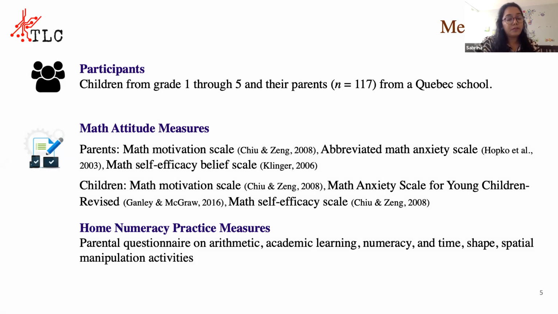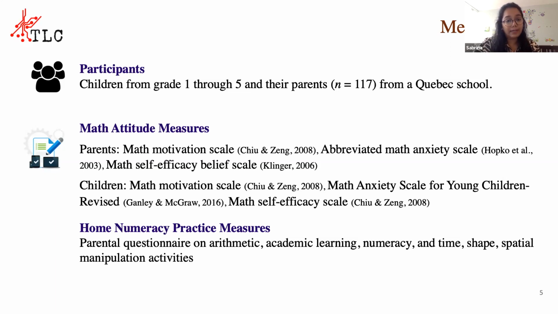We used two types of measurement tools for our current study. One was the math attitude measures, the other was the home numeracy practice measures. Math attitude measures were administered to both parents and children. For parent math attitudes, we used three kinds of scales: a math motivation scale, an abbreviated math anxiety scale, and a math self-efficacy belief scale. All scales were 5-point Likert type scales. For the children's math attitude measures, we used similar scales, except for math anxiety, where we used a scale specifically designed for children.